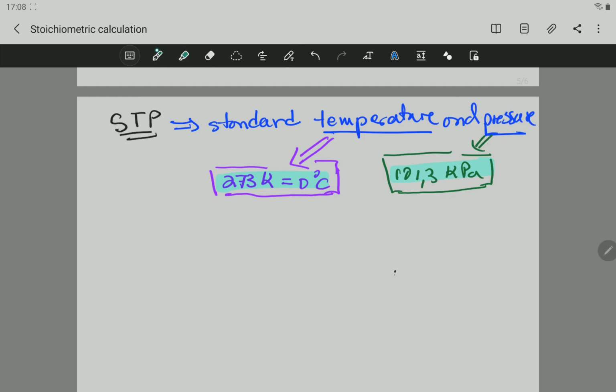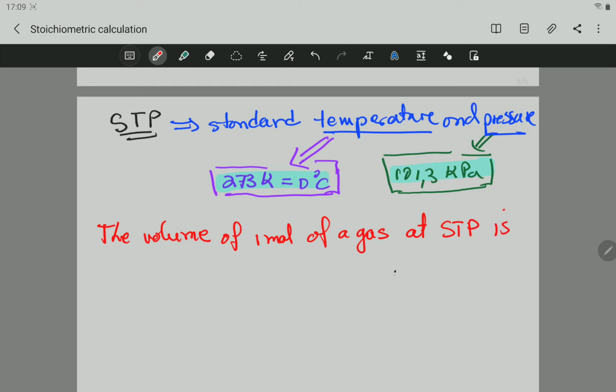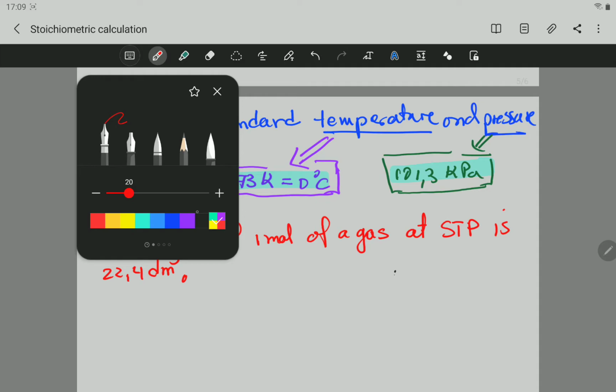Now comes another very, very important note. This note says that the volume of 1 mole of a gas, and this is for any gas, at STP is going to be equal to 22.4 cubic decimeters. This is called molar volume. This volume is called molar volume. So let's write here just molar volume.